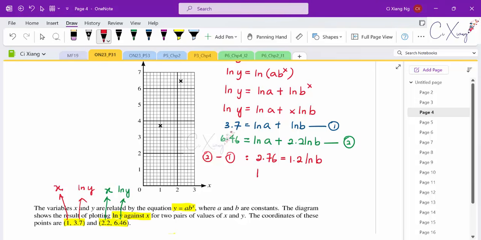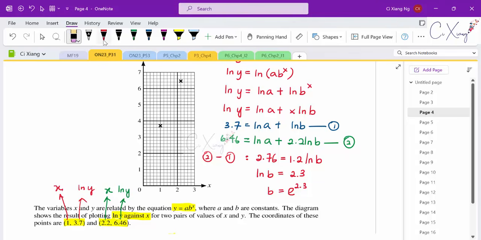Okay, so from here, I'll get ln b equals 2.3. After that, to get b, you need to bring the ln over, right? So you bring the ln over, it is actually the base e. So you're having e power 2.3. So your b is a long answer.